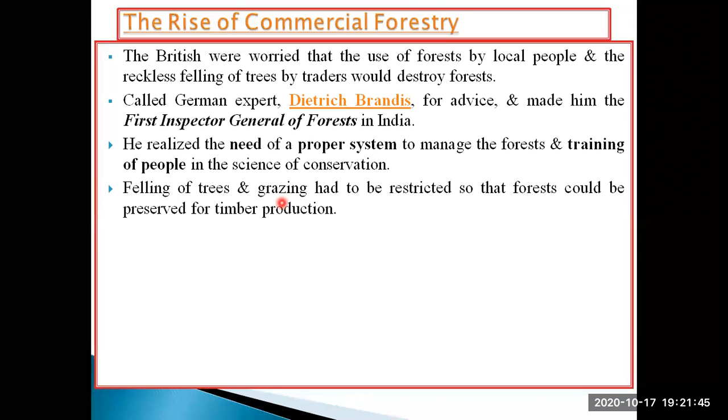Timber is a hardwood tree, and these types of trees produce hardwood, and they were in need of hardwood for what? For the Royal Navy, for making the ships. So let us see what next.